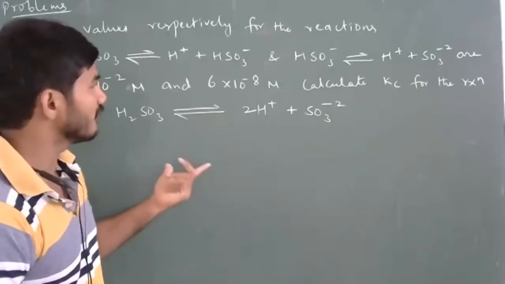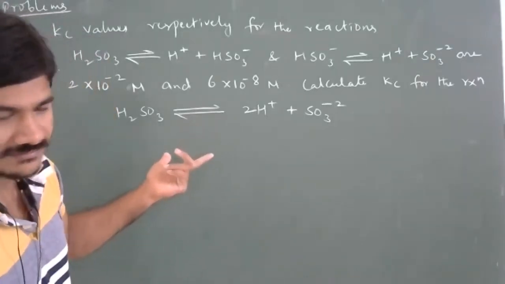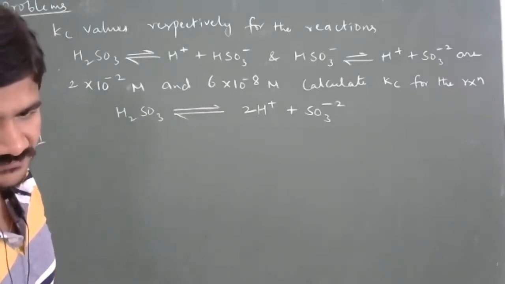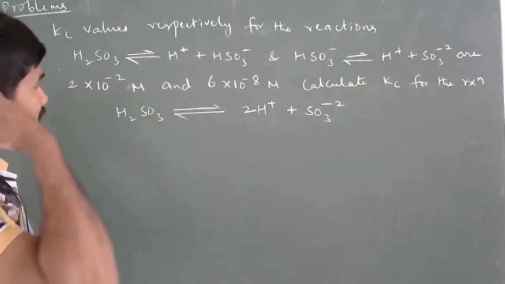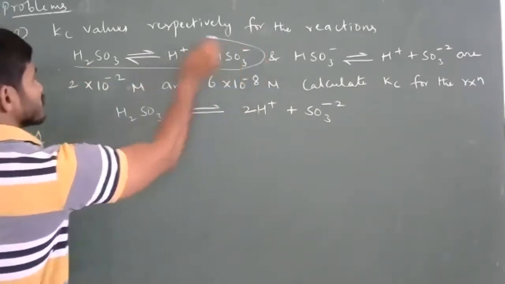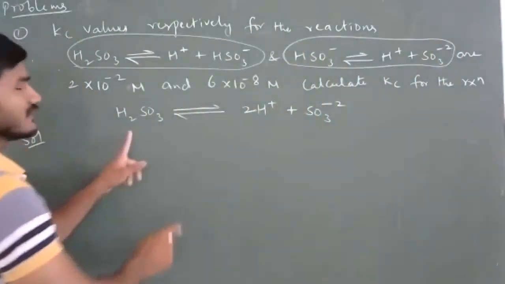Yes, 12 into 10 power minus 10 you will get, not 8. Okay, you see. So based on these two equations, we have to get this required equation.